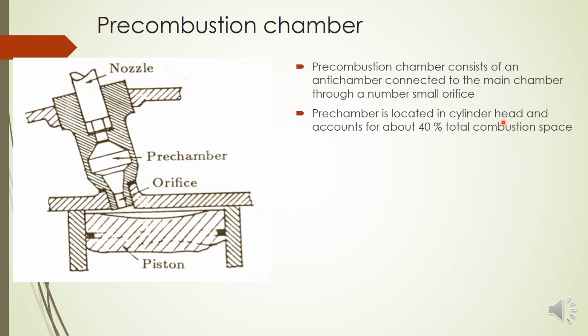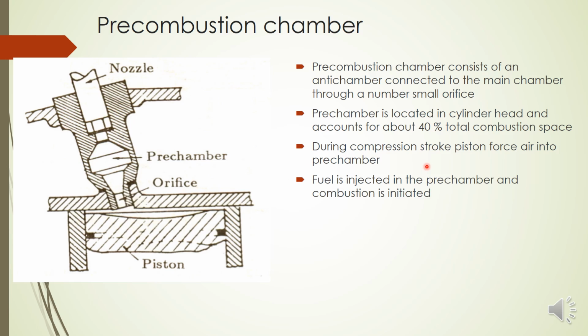And the pre-chamber is located in the cylinder head and accounts for about 40% of the total combustion space. So if you take the total combustion space volume, 40% is occupied by this pre-chamber, and 60% by the main combustion chamber. What happens here is during the compression stroke, the air will enter the pre-chamber, but swirl is not generated because it is not a spherical shape. But then we inject the fuel through the nozzle. Fuel is injected in the pre-chamber and combustion is initiated.